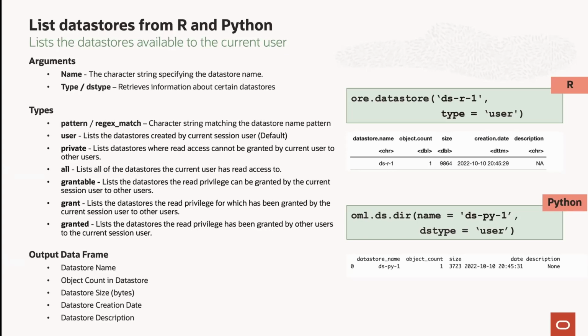The outputted data frame with this information has the columns that show the data store name, the object count in the data store, the size of the data store in bytes, the data store creation date, and the data store description. This is some of the information that we can get by running ore.datastore and oml.ds.dir.